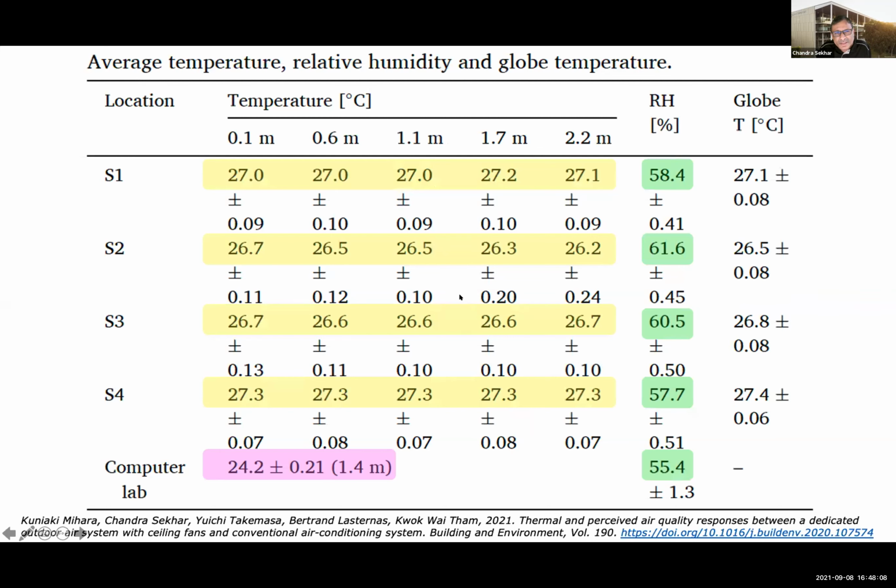I just had one of these field measurement studies of ours, just to give you a sense. S1 to S4, these are our studio classroom areas. Look at the temperatures, they are 26.5, 26.7, 27 degrees, and humidity RH about 58 to 60%. And in all these environments, when people are there, we have the ceiling fan running at about 1 meter per second. People like it. It works. It just works beautifully.